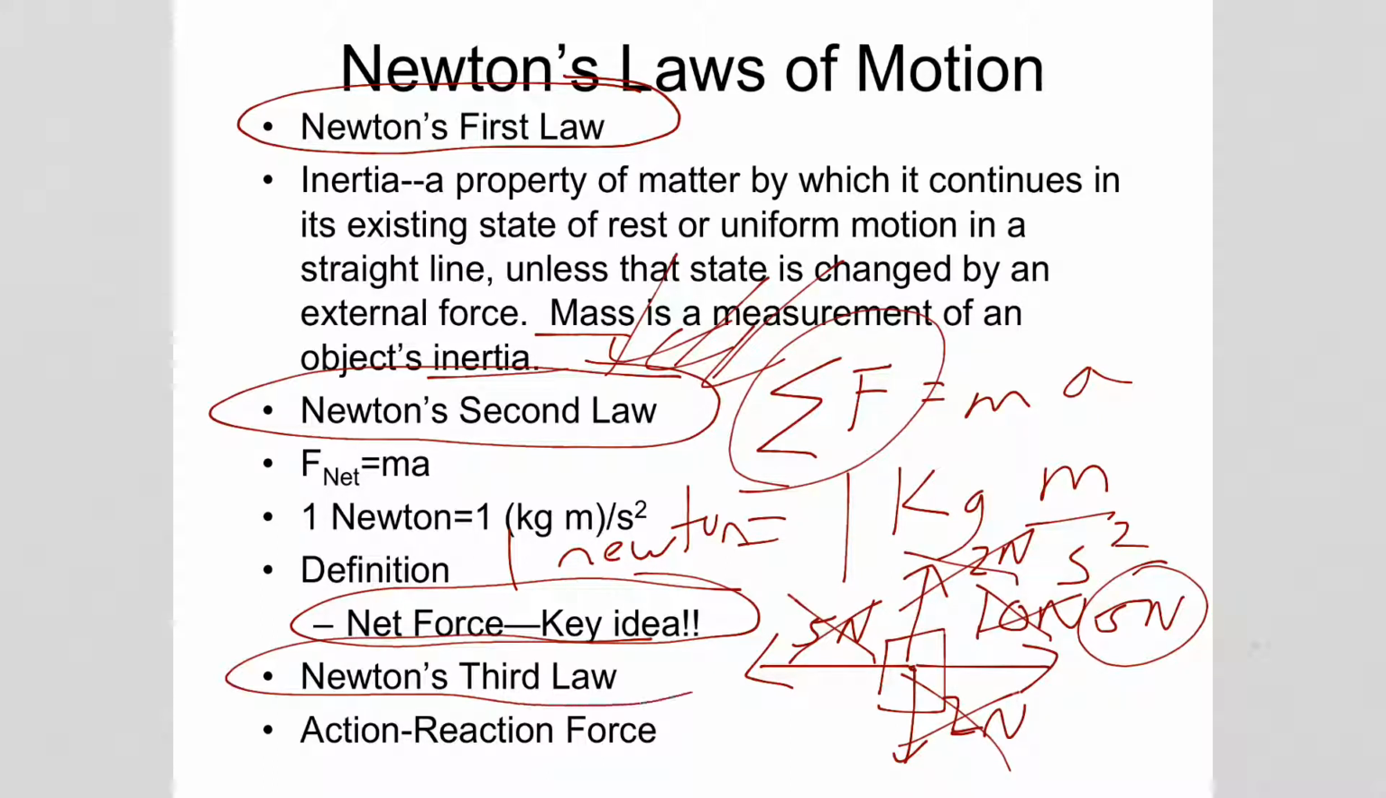Lastly, we'll talk about Newton's third law. Newton's third law is sometimes called the action-reaction law. It states for every action, there is an equal and opposite reaction. So when you push on the floor, the floor pushes back on you. When Earth pulls down on a falling ball, the falling ball pulls back up on the Earth. That's Newton's third law.